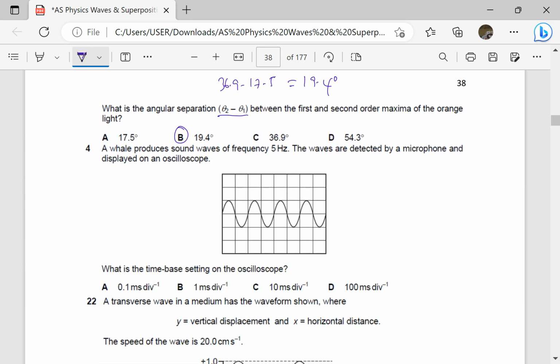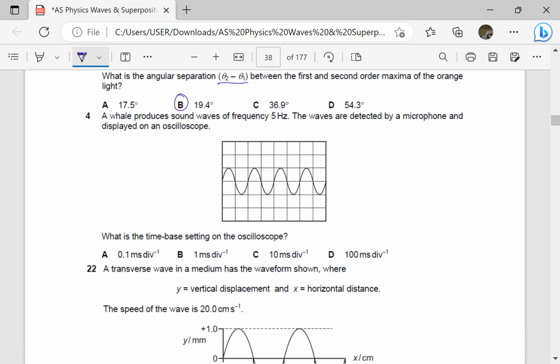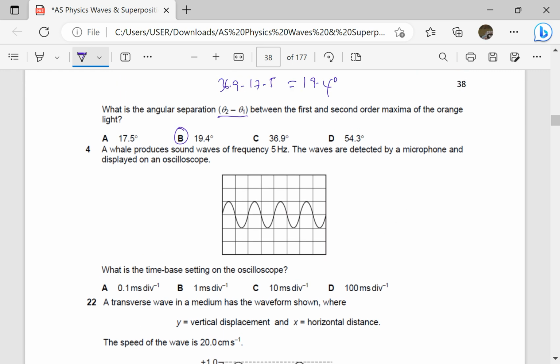A whale produces sound waves of frequency 5 Hz. The waves are detected by a microphone and displayed on a CRO, on an oscilloscope, as we can see. What is the time-base setting on the oscilloscope? So you see that the length representing one cycle is 2 divisions. So the period is equal to the length of one cycle times the time-base setting.